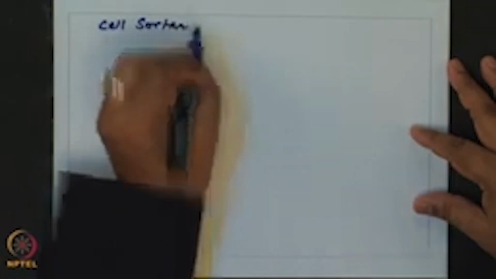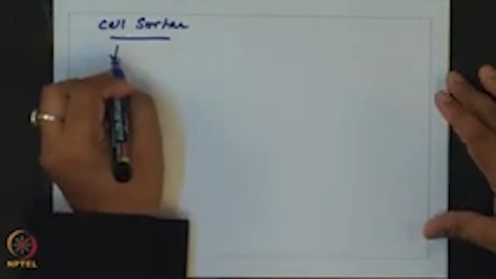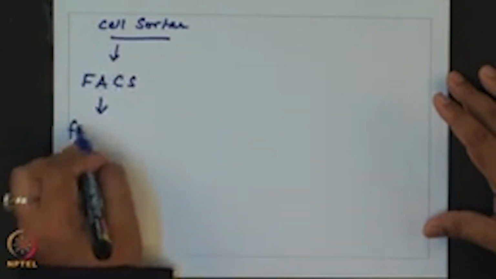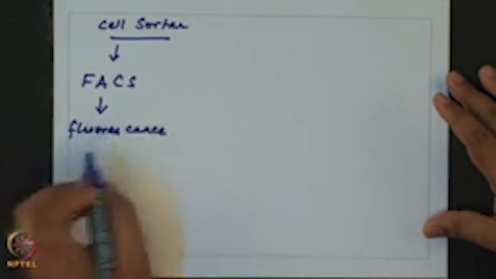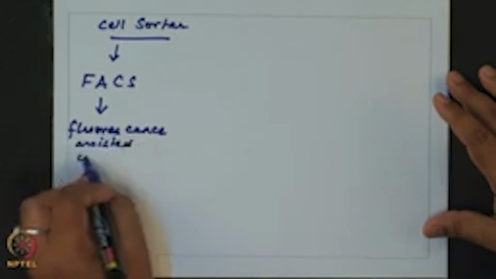If you think of another application, I will talk about a cell sorter. Why a cell sorter? What does a cell sorter do? You have heard of FACS, right? Fluorescence assisted cell sorting.